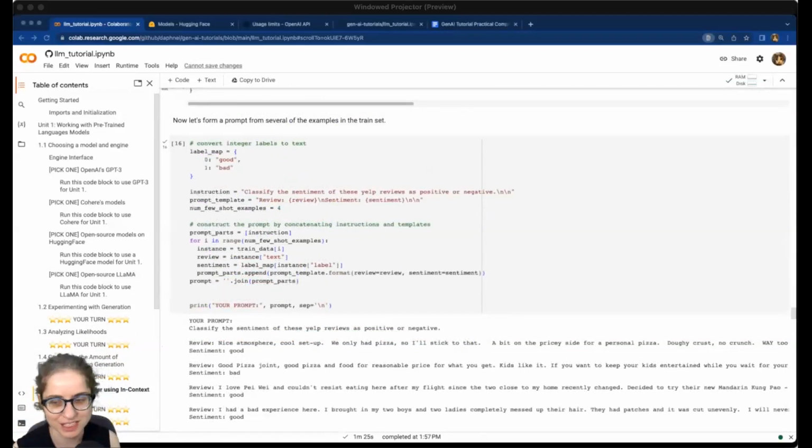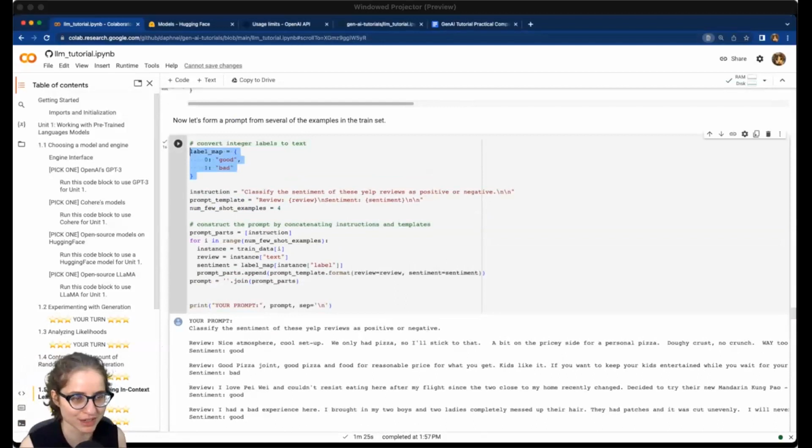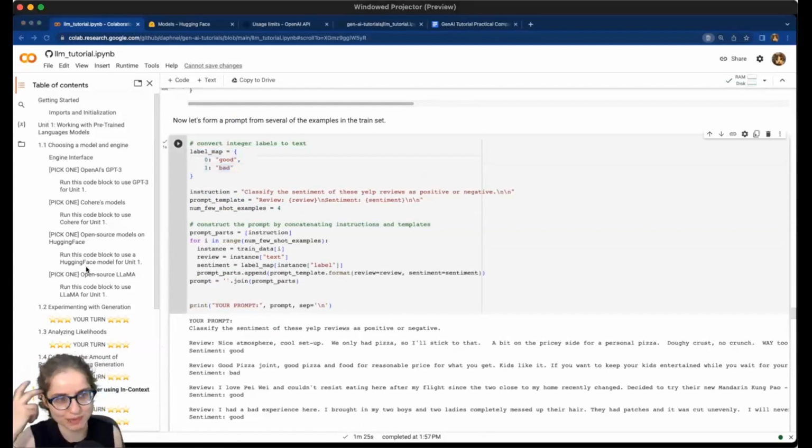Okay, so I just did something interesting, which might be cool to talk about: I had a bug. I made a label map here for the classification example, where I set 0 to be good and 1 to be bad, which is wrong. It should have been flipped because 1 is positive sentiment and 0 is negative sentiment. So this meant that every one of my examples in my few shot prompts was misclassified.